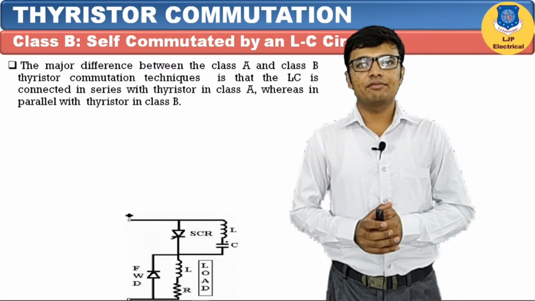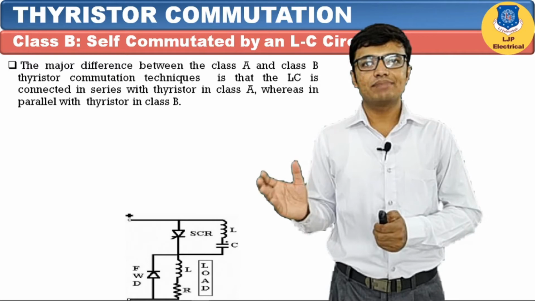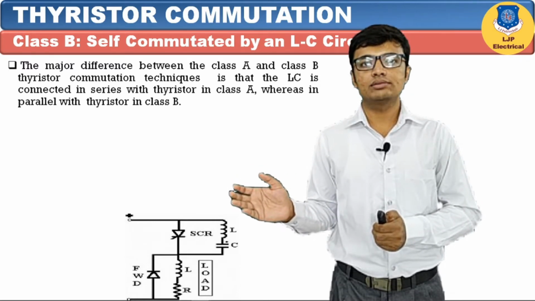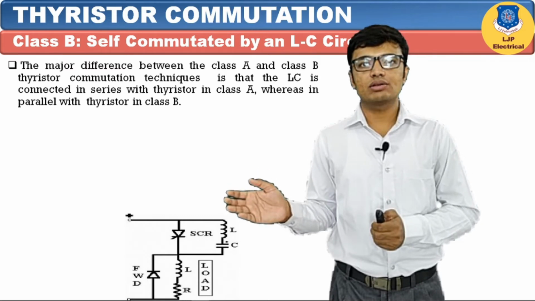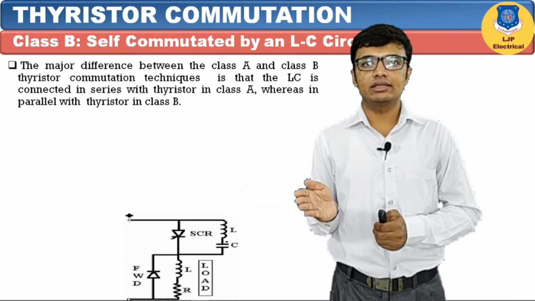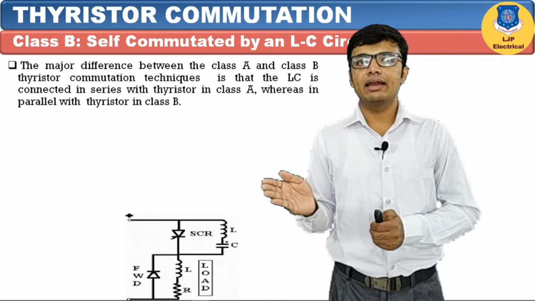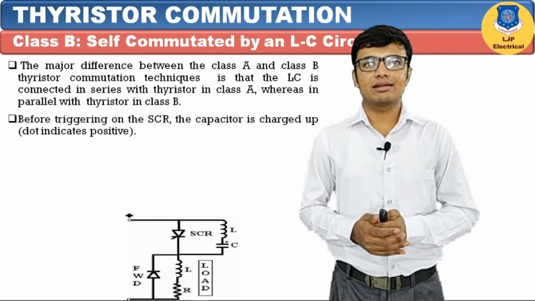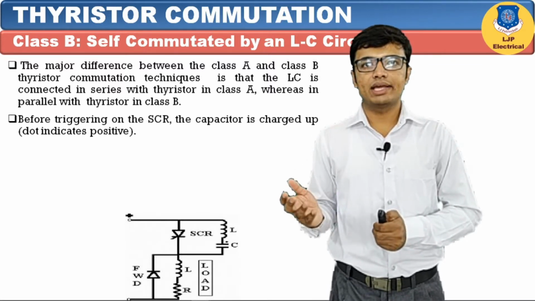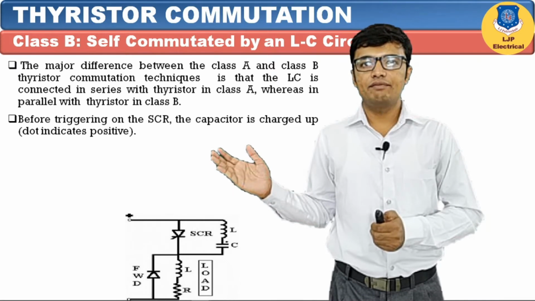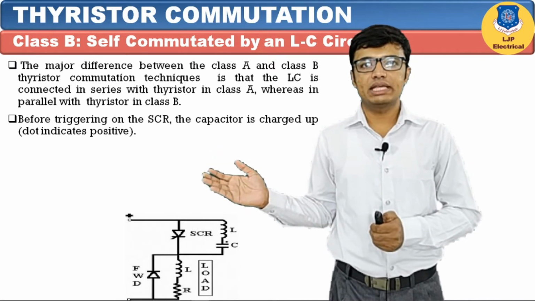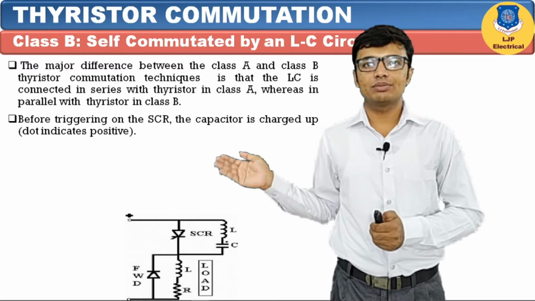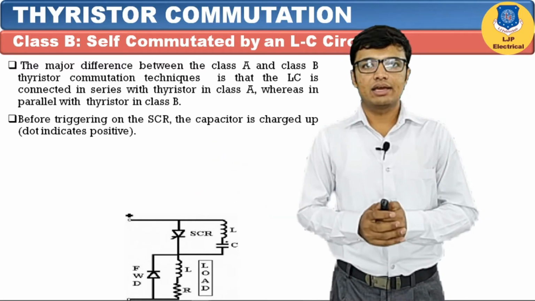As per this diagram, we have connected one SCR, an LC branch across the SCR, and one load, that is an LR load. We have connected one freewheeling diode across the LR load to freewheel the energy of the inductor, and it is connected to a DC supply. Before triggering the SCR, this capacitor is charged up to the supply voltage. If we have not triggered this SCR, the supply voltage comes through the inductor to this capacitor, and the upper plate of this capacitor will charge as positive.